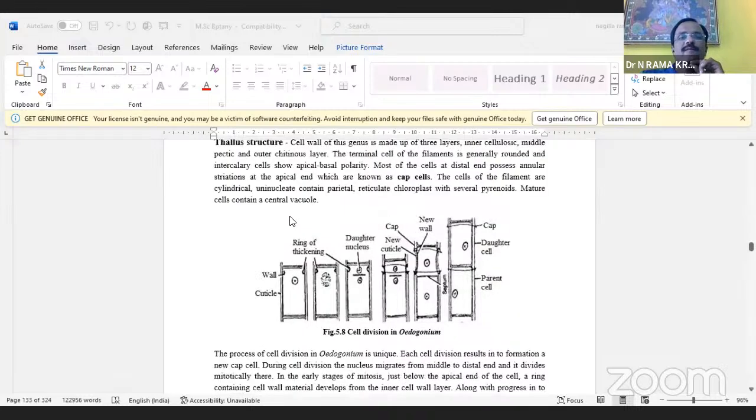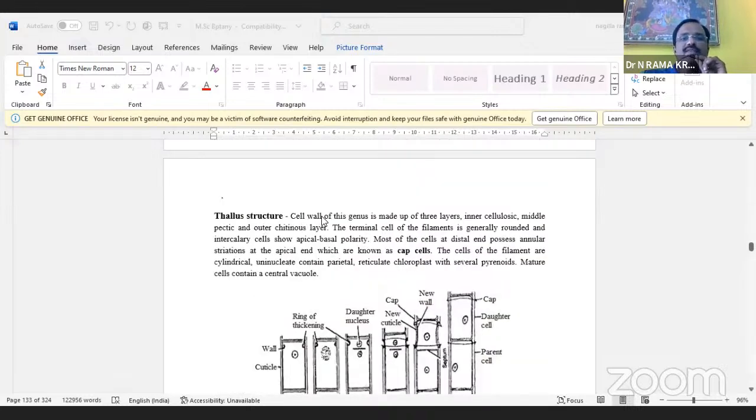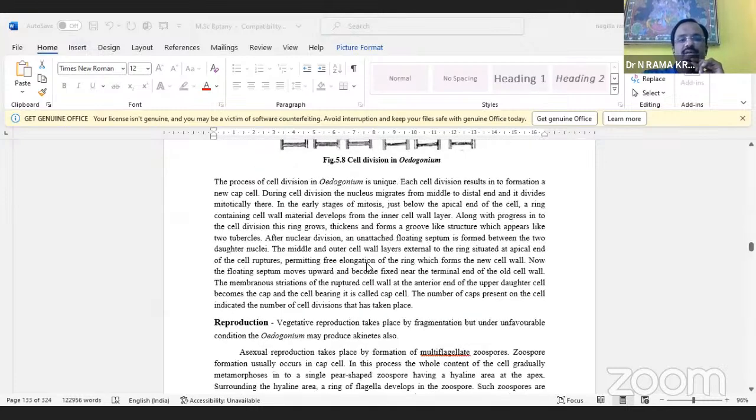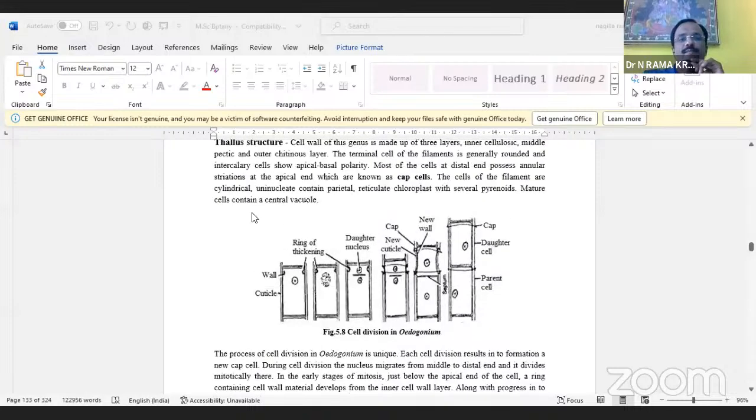Now you see here, cell division. The cell wall of the genus is made up of three layers. It is already completed. Where is the cell division? For example, now you see here, this is the thallus. Number 1, it is in the thallus.